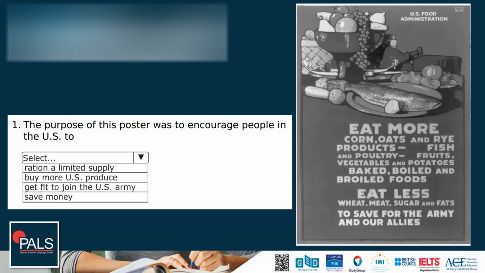Buy more US produce. Okay, well they are asking us to eat more produce, but there's no mention of purchasing. So there's no mention of where the produce comes from in this either. So the best answer would be to ration a limited supply. If they're telling us to eat more of something and eat less of something, that means they want to save or ration what we have less of. Ration a limited supply makes the most sense.